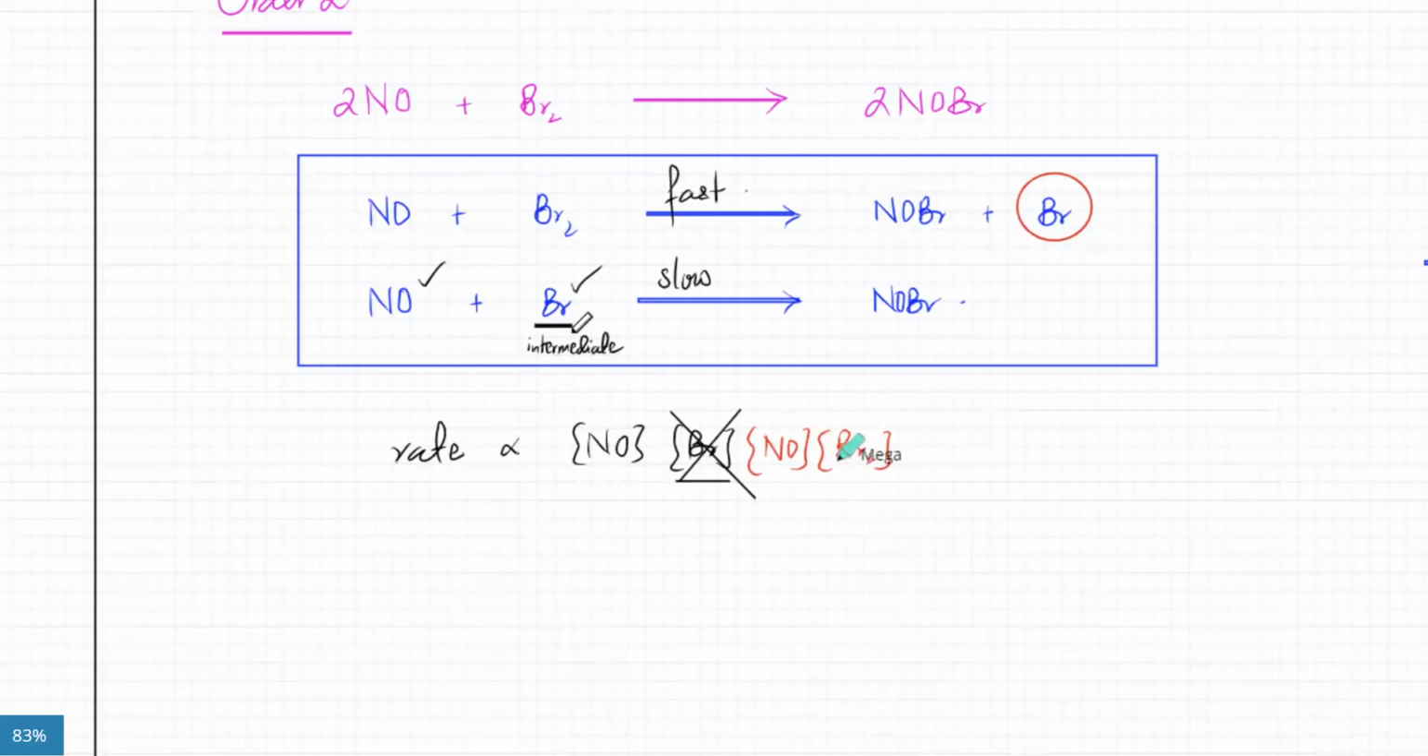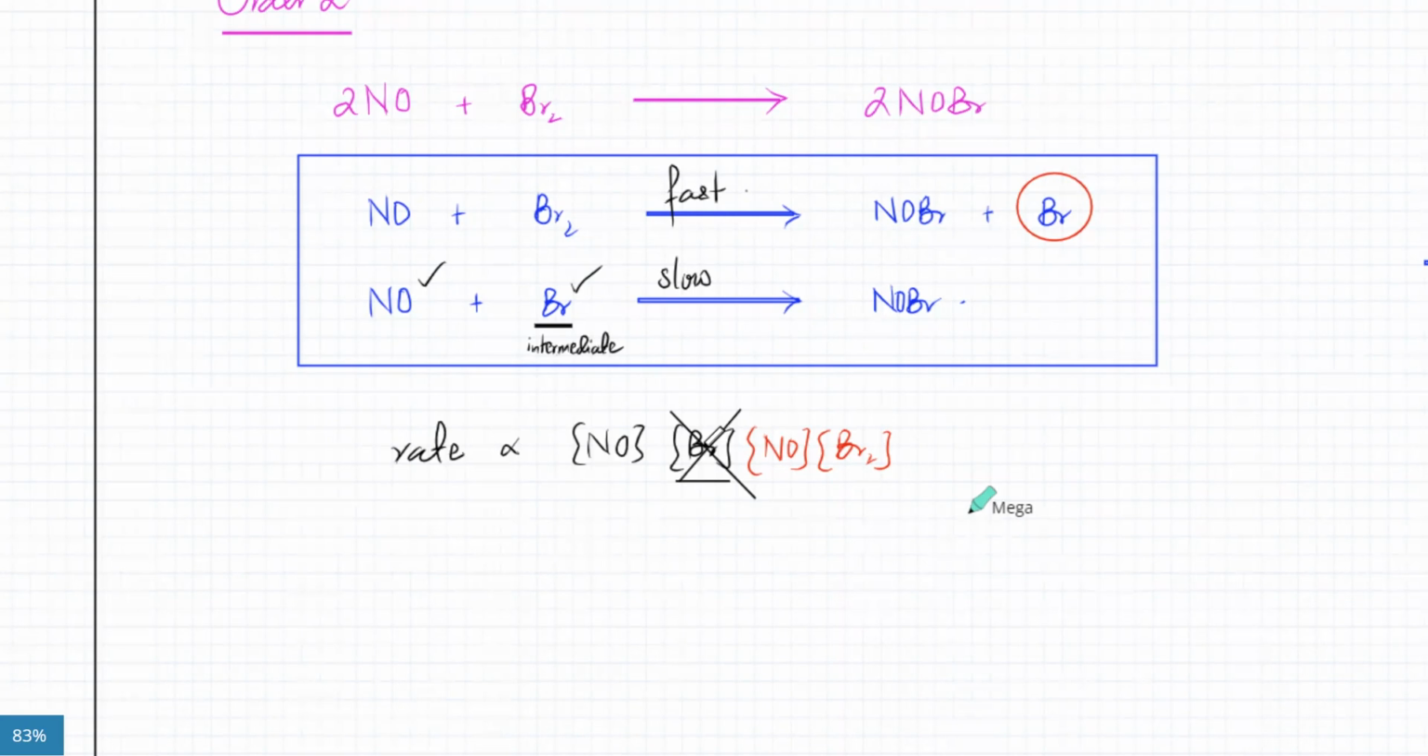Again, let me explain this quickly. In the previous case, we discussed that the rate of the reaction depends on the slow step. It depends on the concentration of NO and Br. So that's fine up to this point. But Br was an intermediate that was made in the previous step. I mean, that's where the Br came from.